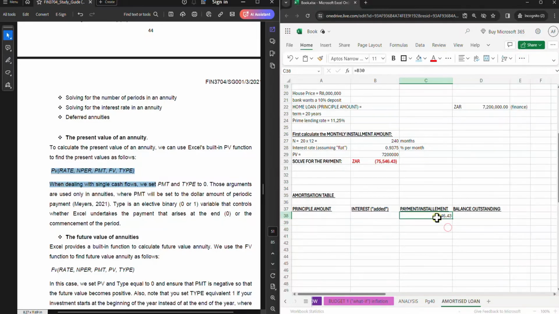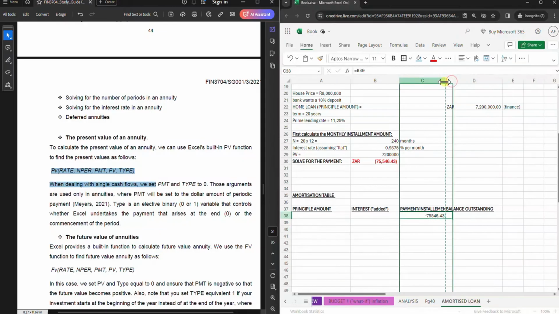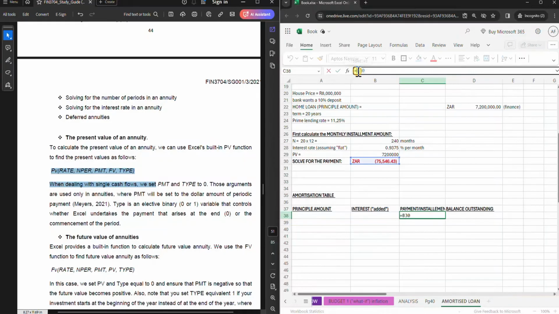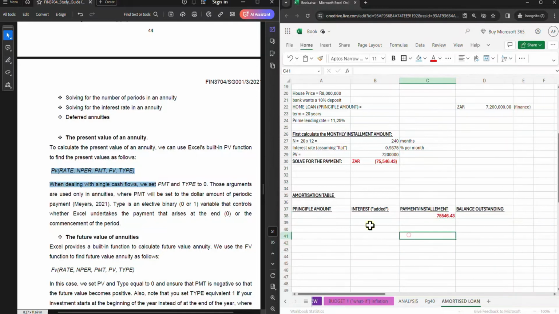And I want to show you how this works. I want to make it a positive as well, so I'm just going to make it a negative. So that's your installment. Do you agree your installment is going to decrease the value of your loan, right? Yes. Okay.